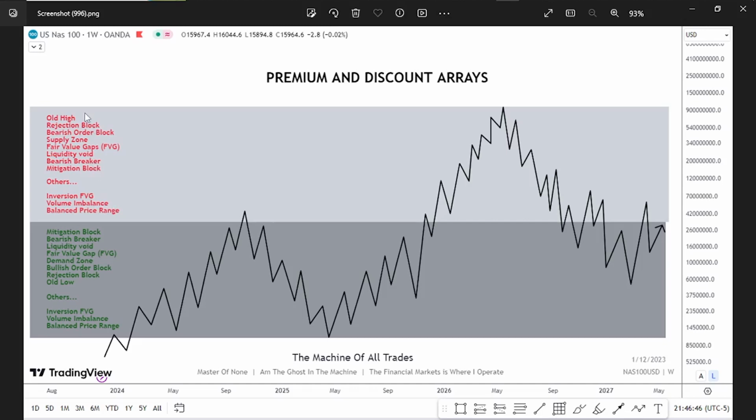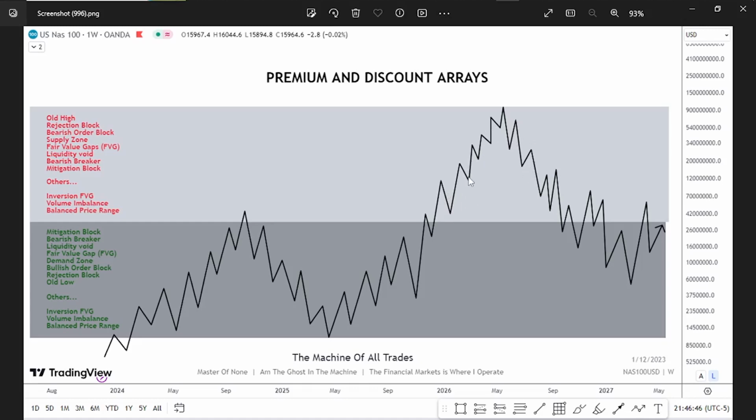We have in our premium and discount arrays, at the top, premium price levels. Here below, this is the 50% from this low to that high. At the 50% price level, that's the equilibrium level of this price action or price leg. You understand? So this 50% level is our equilibrium level. Above the equilibrium level are our premium price levels.